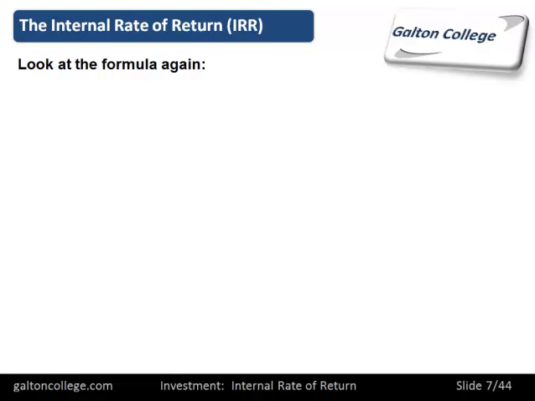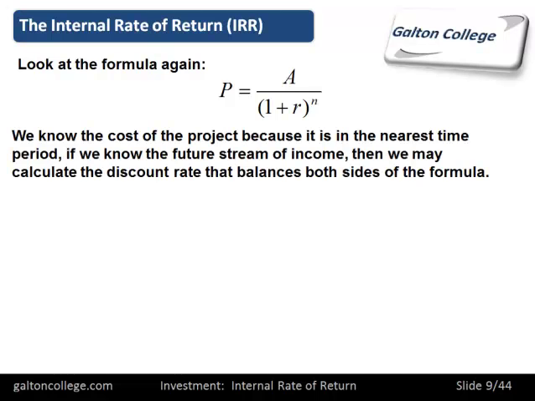Let's look at the formula again. There's the formula, and we know what the present value is. It's the cost of the investment, which is happening now. So we know that with certainty. What we don't know, of course, is what the future stream of income is. So we only have estimates of that, and we have no idea what the balancing rate of internal rate of return is. This figure here balances the two sides of this equation, makes both sides equal.